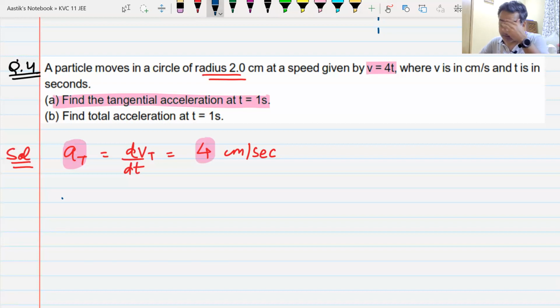Then comes the second part. You have to find the total acceleration. Anyone able to do this? Or have we only found one part, said okay, one part is done, we are done, let's go and party? Today is Saturday night, so we'll party. Anyone got the answer for this one? No one got the answer. Boys, girls, wake up, wake up.